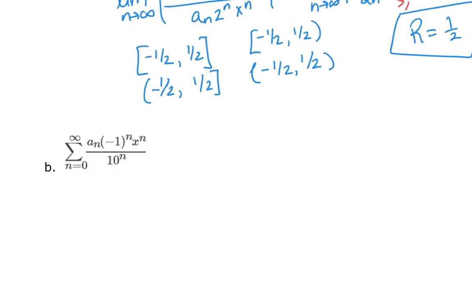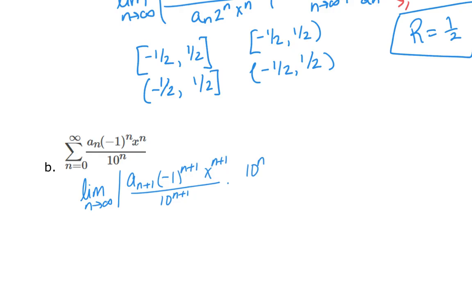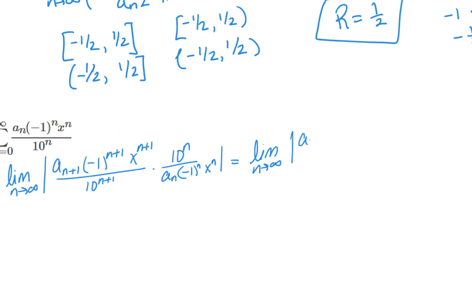All right, so same kind of thing here. We're going to do the limit as n goes to infinity of the absolute value of a sub n plus 1, negative 1 to the n plus 1, x to the n plus 1, 10 to the n plus 1, multiplied by the reciprocal, so 10 to the n over a sub n, negative 1 to the n, and x to the n. This gives me the limit as n goes to infinity of the absolute value of a sub n plus 1 over a sub n, multiplied by the limit as n goes to infinity.